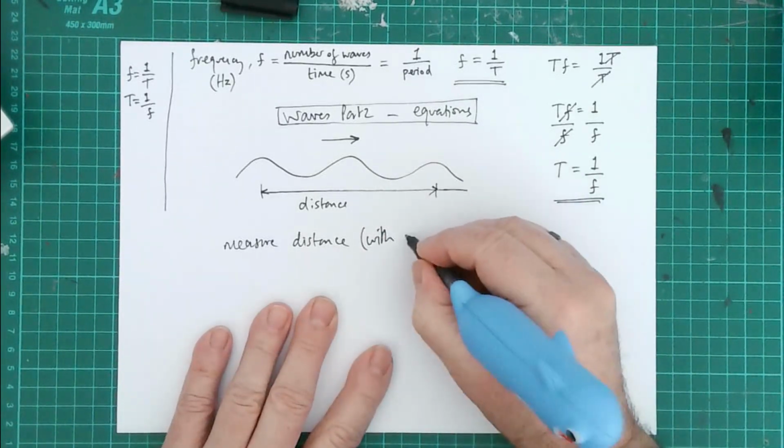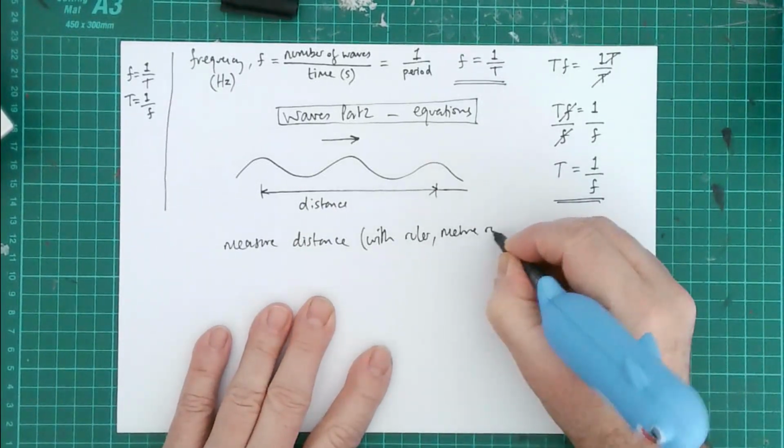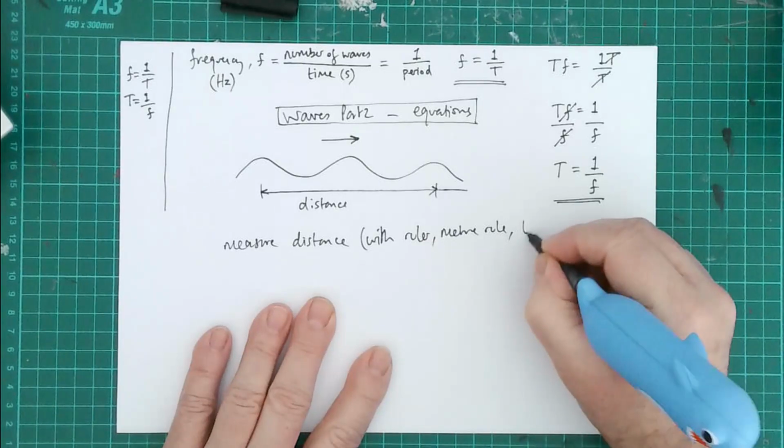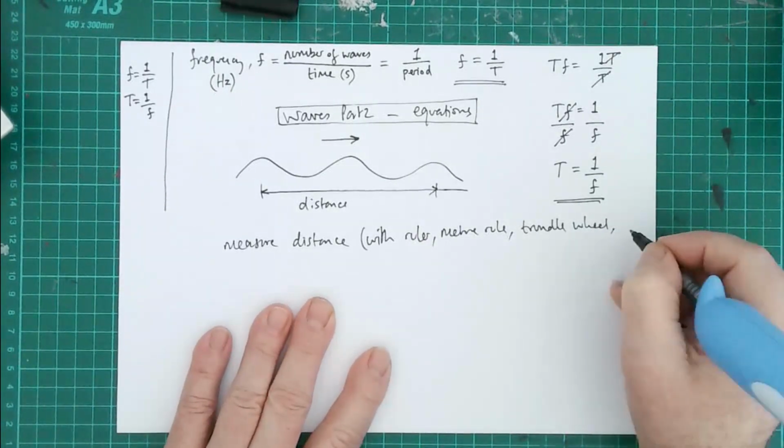a ruler, a meter rule if it's a larger distance. If there's a larger distance still, I might use a trundle wheel. What else can we use to measure distance? Tape measure.